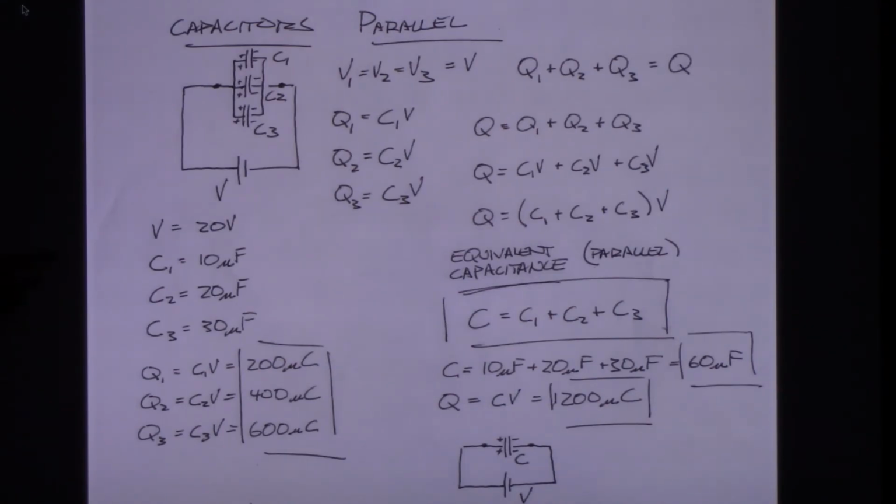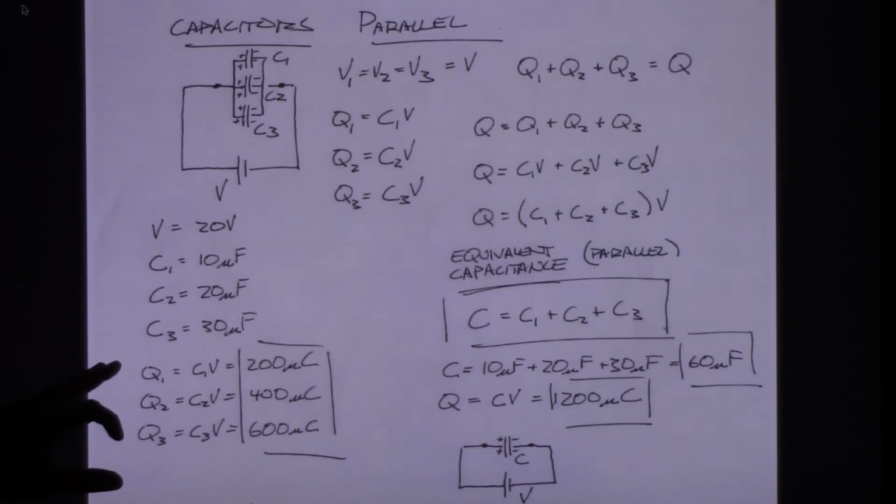So let's just try this. Let's say we have a battery and it's 20 volts. We're just picking some numbers that make the calculations easy so we can see what's going on. C1, C2, and C3, let's say that those are 10, 20, and 30 microfarads.